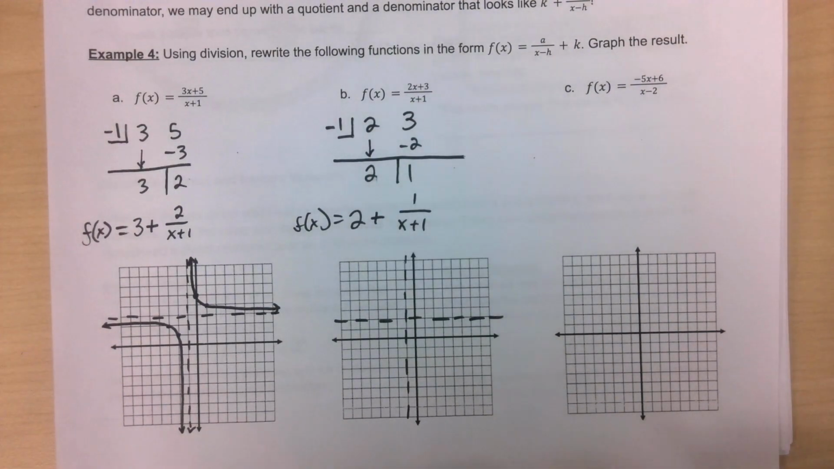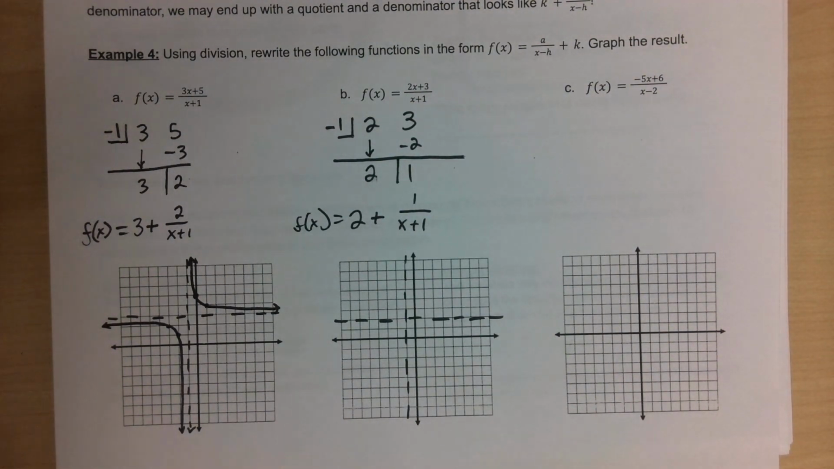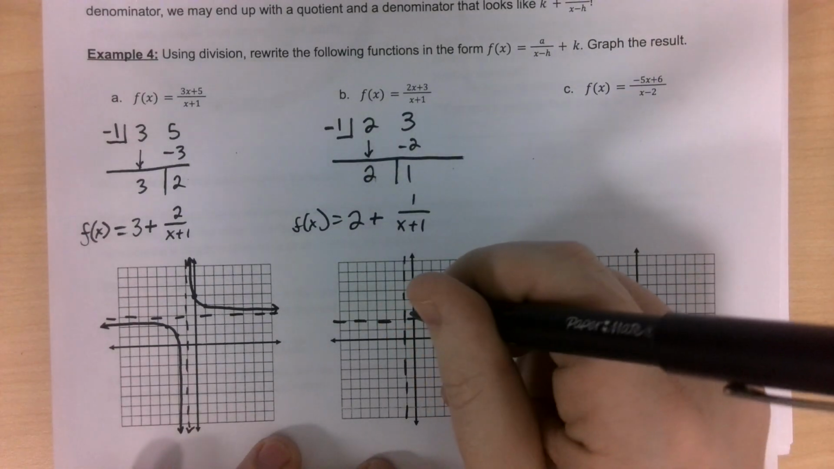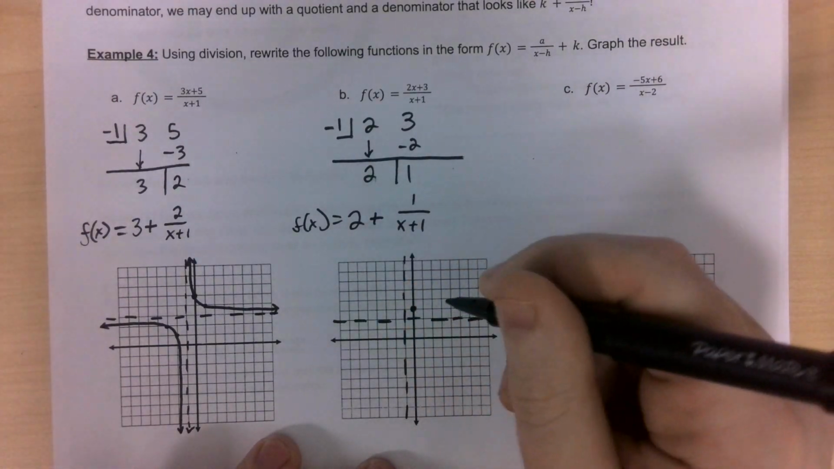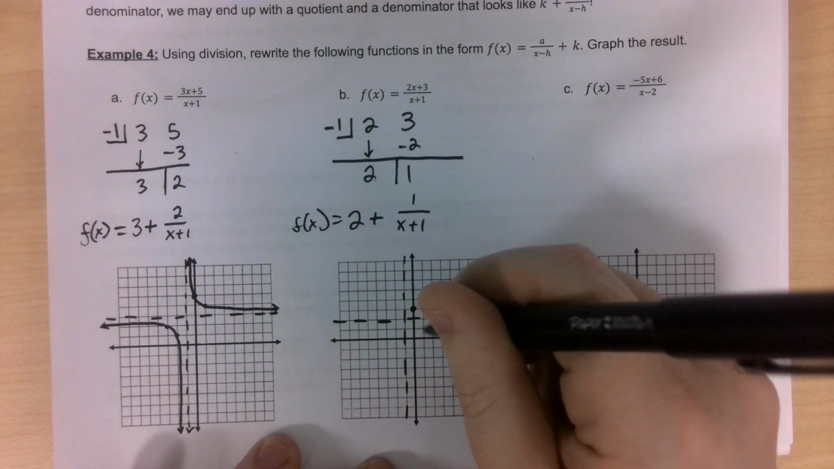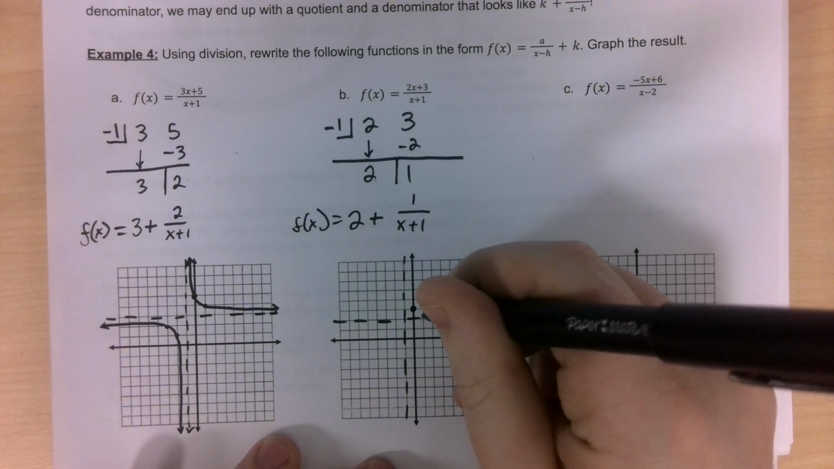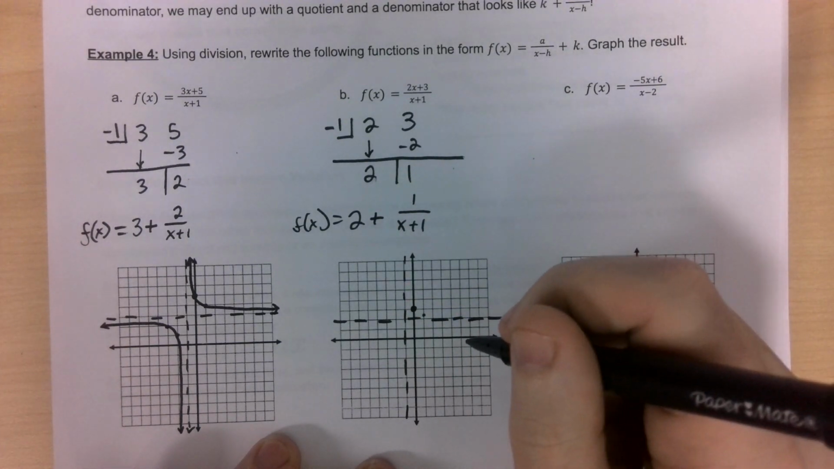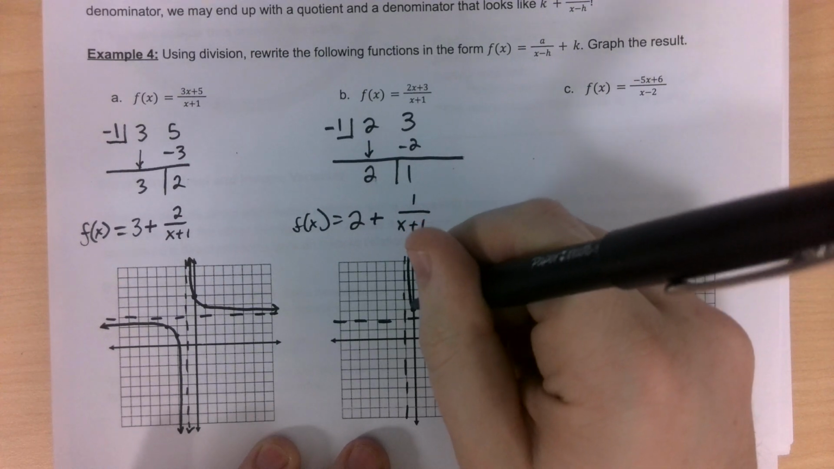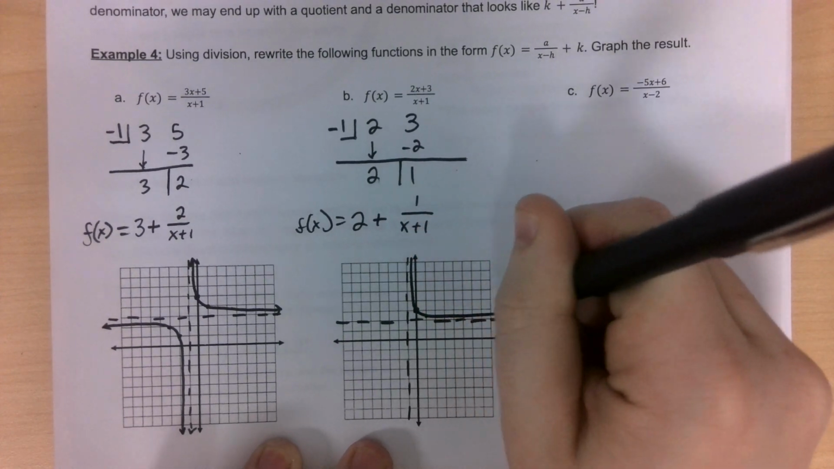In this case, again, I'll just tell you a couple of the points, but normally you'd have to plug these in. I'll tell you that at 0, our function has a value of 3. At 1, our function has a value of 2.5. So we can already plot this arm. We know it's going to be relatively close to our asymptote.